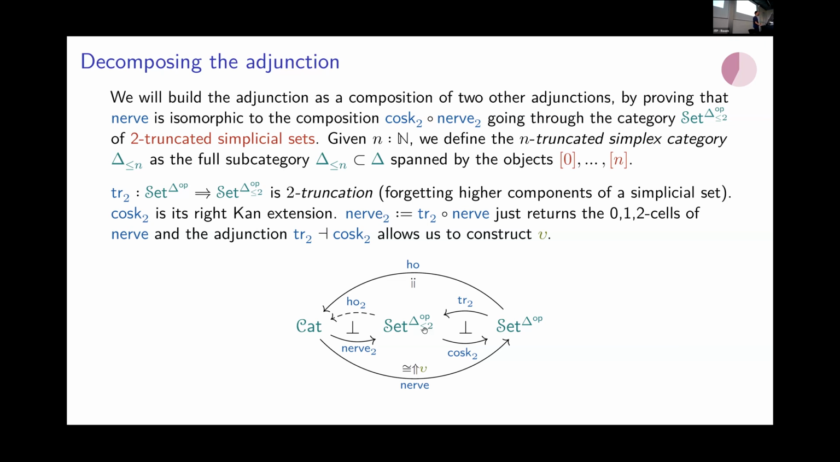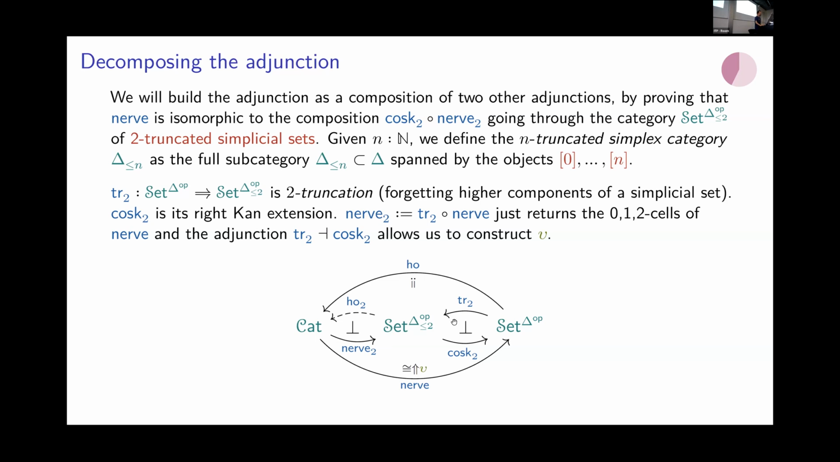And we can do the same thing, and we end up with two truncated simplicial sets. There's an obvious functor going this way, this TR2, that just takes a simplicial set and throws away all the higher data. So we have a simplicial set, but it only goes up to 2. If we have a full simplicial set, we can just throw away the higher data, and that gives us this functor TR2. We have the nerve already, so we can compose nerve and TR2 and get nerve 2. That's this one over here.